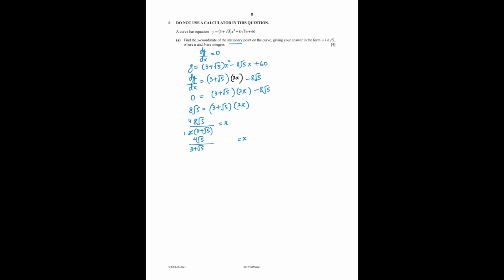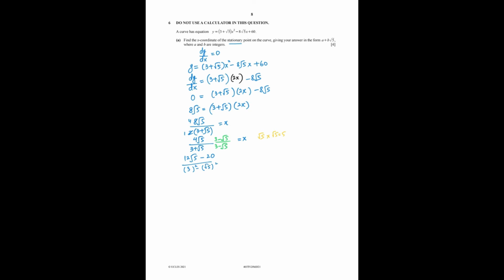We need to apply rationalizing here, so that means we need to multiply by (3 − √5) and divide by (3 − √5), right? Now we start with the multiplication. 4 3s are 12, so it will be 12√5 minus 4 into 4 5s are 20, the reason being that √5 into √5 equals 5. And in the denominator we have the identity a² − b², so a is 3 and b is √5.